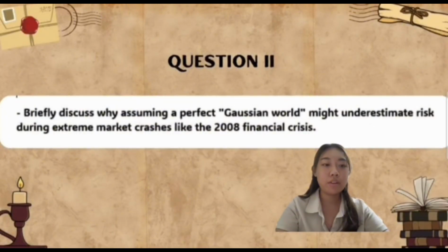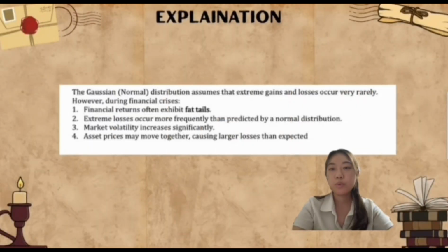For question part B, briefly discuss why assuming a perfect Gaussian world might underestimate risk during extreme market crashes like the 2008 financial crisis. Moving on to the risk critique, we must discuss why relying on the perfect Gaussian world is dangerous. The Gaussian or normal distribution assumes that extreme gains or losses occur very rarely. However, as we have seen during major financial crises, this assumption completely breaks down.